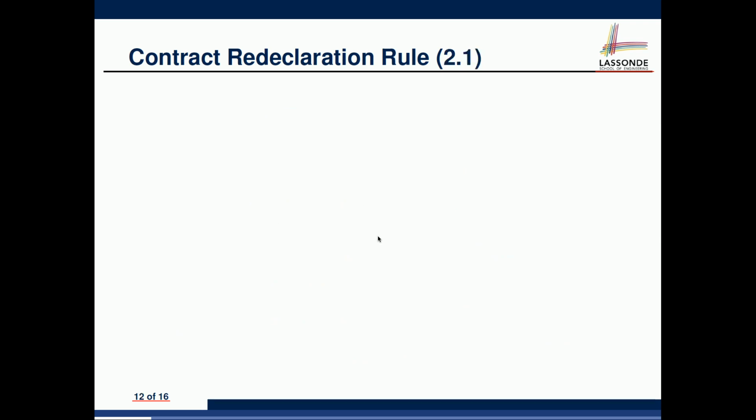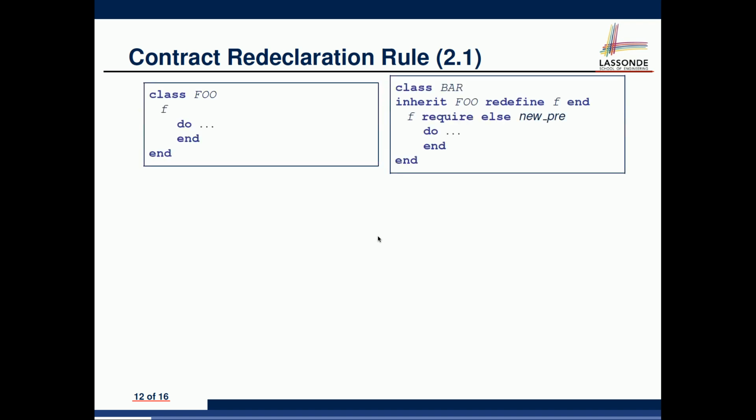I want to talk about two more things, which are very easy, before we go to design pattern, which is much more exciting. Now I want to ask your opinion. Let's say we have a class called foo, and a subclass called bar. Bar inherits from foo. In the case of foo, we don't have a precondition. In the case of bar, we have a precondition called new pre. So the question for you is, what would implicitly be the precondition for foo?